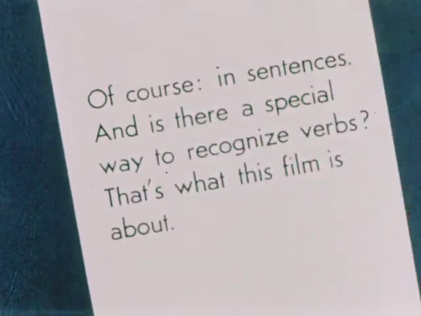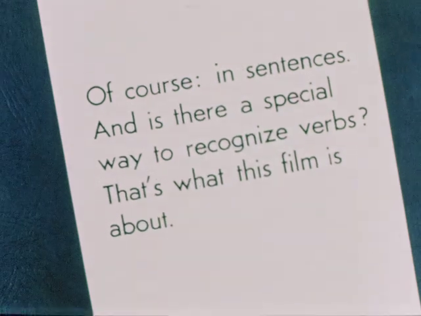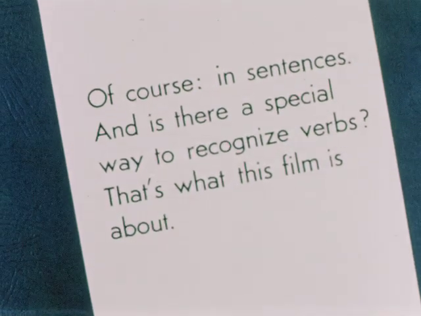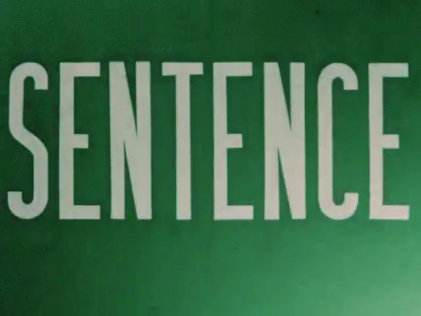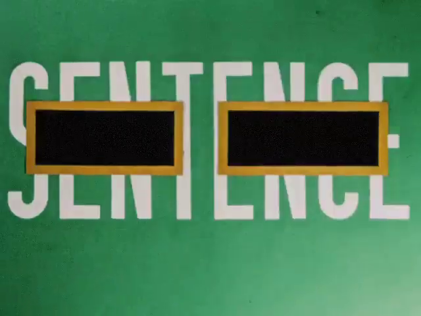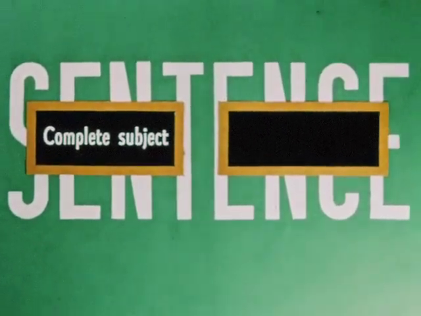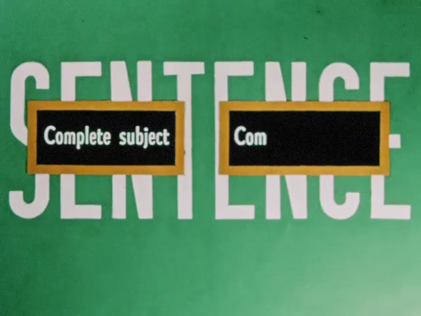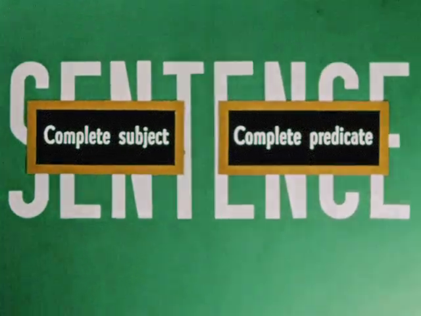Is there a special place where a person can look to find verbs? Of course, in sentences. And is there a special way to recognize verbs? That's what this film is about. We know that a complete sentence has two main parts: the complete subject, which tells what the sentence is about, and the complete predicate, which tells something about the subject.